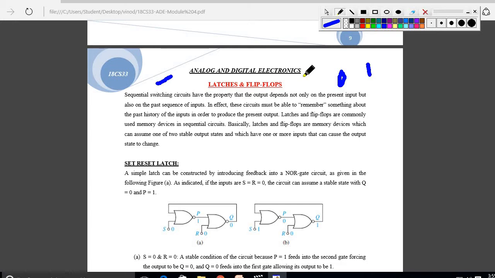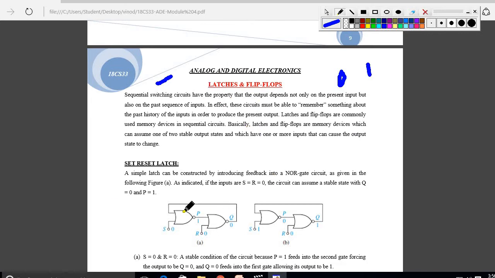Okay, the latch is also one of the memory devices, but it doesn't work with a clock pulse. But a flip-flop is also a memory device, but it depends on the clock pulse, the output should be varied. So this is the difference between latch and flip-flops. Okay, next we'll see how exactly the latch will work.